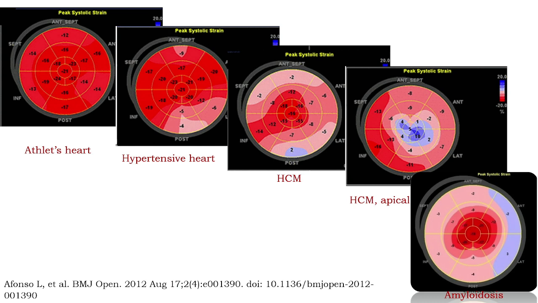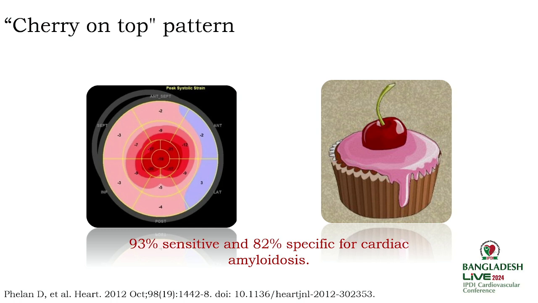Strain rate imaging in the form of polar mapping can contribute much. On the right side, we have shown you that cherry on top appearance, which is very characteristic of cardiac amyloidosis. And on the left side, there is an athlete's heart, and you are seeing lots of red color, indicating that the myocardium is healthy in the case of athlete's heart. And you will be happy to know that the cherry on top pattern is 93% sensitive and fairly specific for the diagnosis of cardiac amyloidosis.